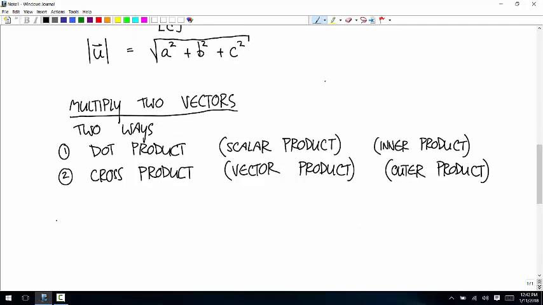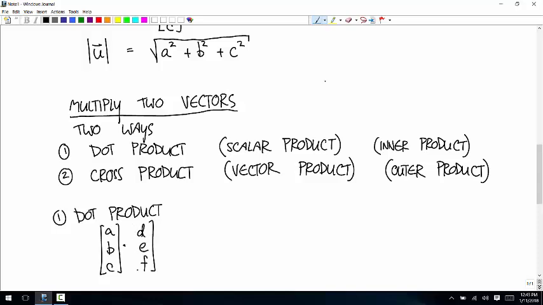Okay, the dot product first. If you're taking the dot product between a vector A, B, C, and a vector D, E, F, the answer is the product of the x components plus the product of the y components plus the product of the z components. So both of the inputs are vectors. The answer you get out is a scalar. That's just a single number.